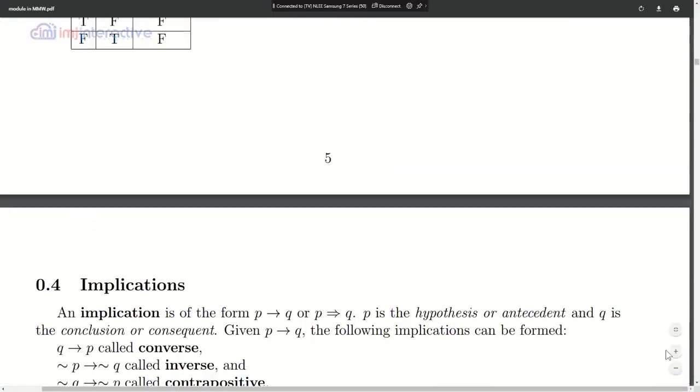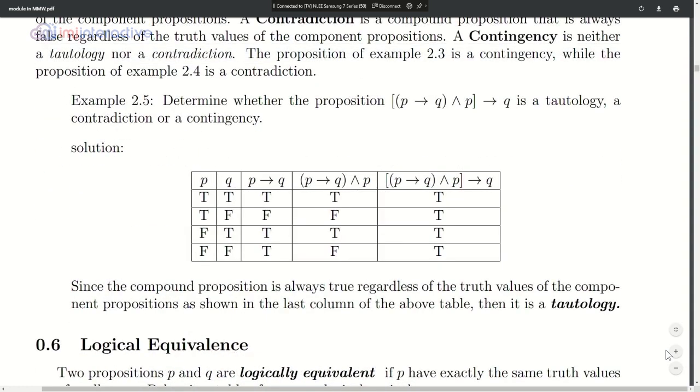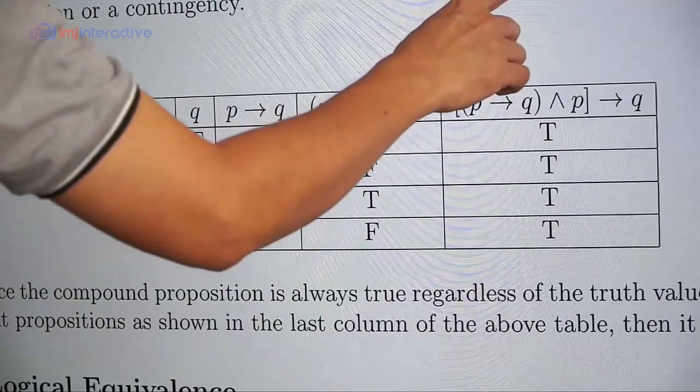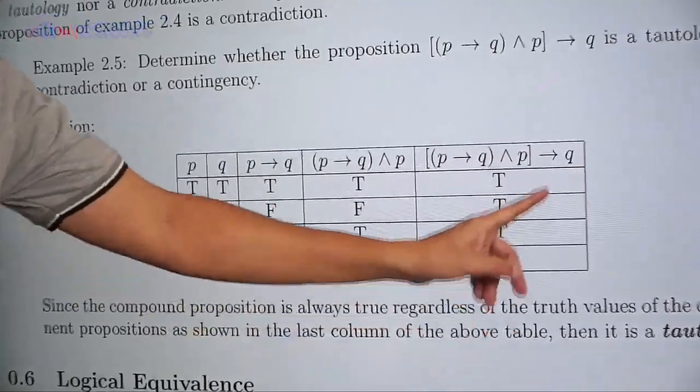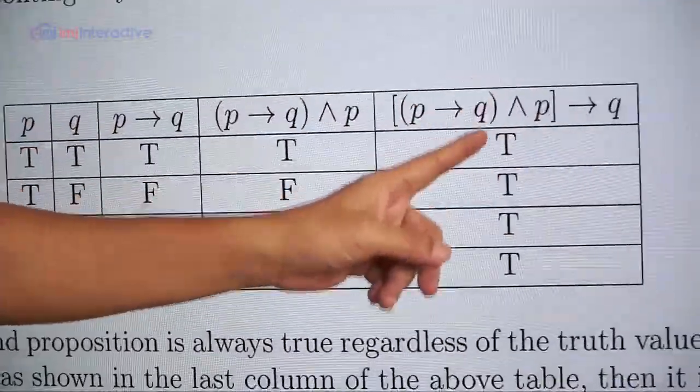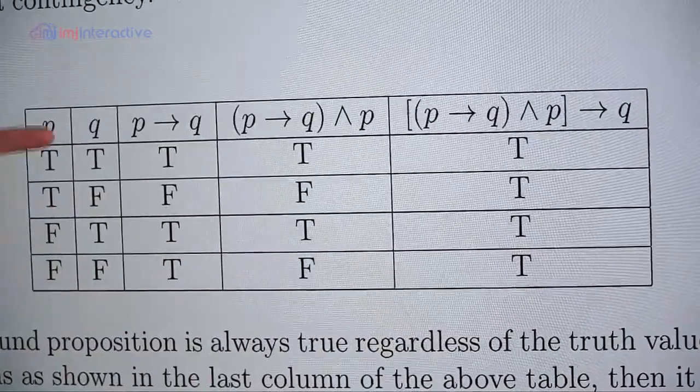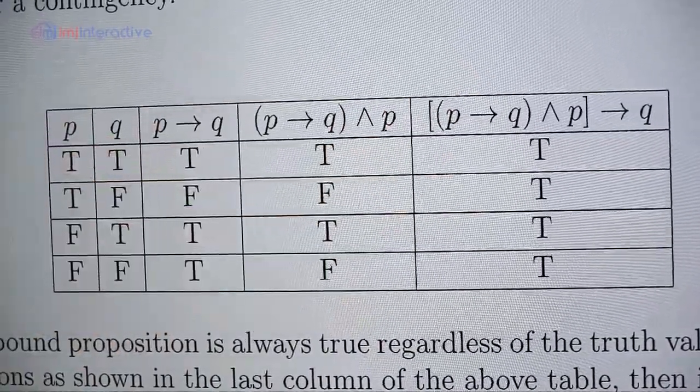Here is an example of a tautology: P then Q and P, therefore Q. If you look at the truth table, the values of these propositions are all true for all cases. So, this is a tautology.